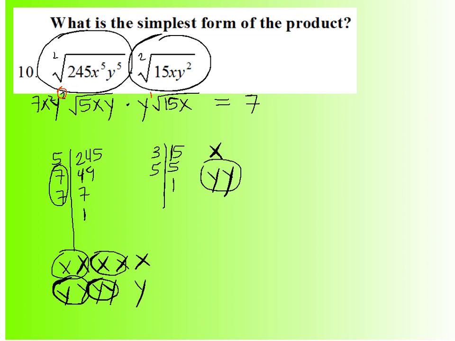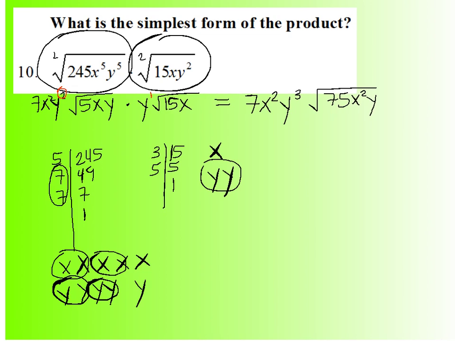So I have 7x squared y cubed now. That's on the outside. Now left on the inside of the radical, I have 5xy times 15x. So 5 times 15 is going to be 75. x times x, again we add those exponents, and we get x squared, and then I have that y.